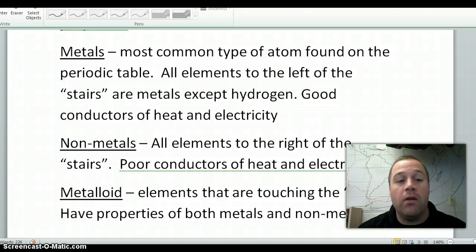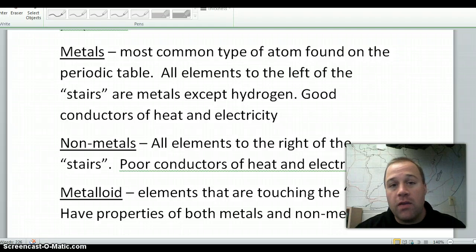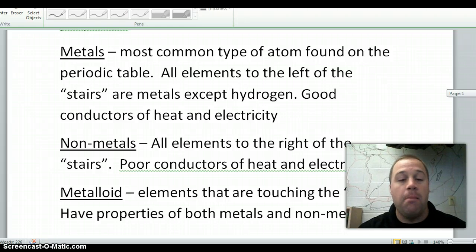As we go down through here, the metals are going to be everything to the left side of the periodic table, and we're going to draw this on the periodic table here in a second. They're good conductors of heat and electricity. Nonmetals are everything to the right of the stairs. They're poor conductors of heat and electricity. They're just the opposite of metals. And metalloids are things that are touching the stairs, which we're going to draw on here in a second. They just have properties of both metals and nonmetals.